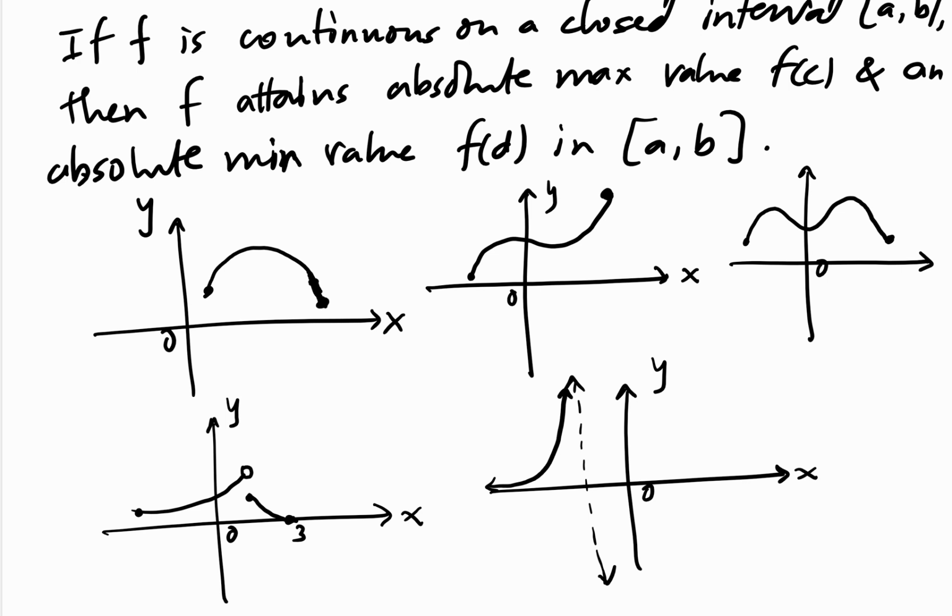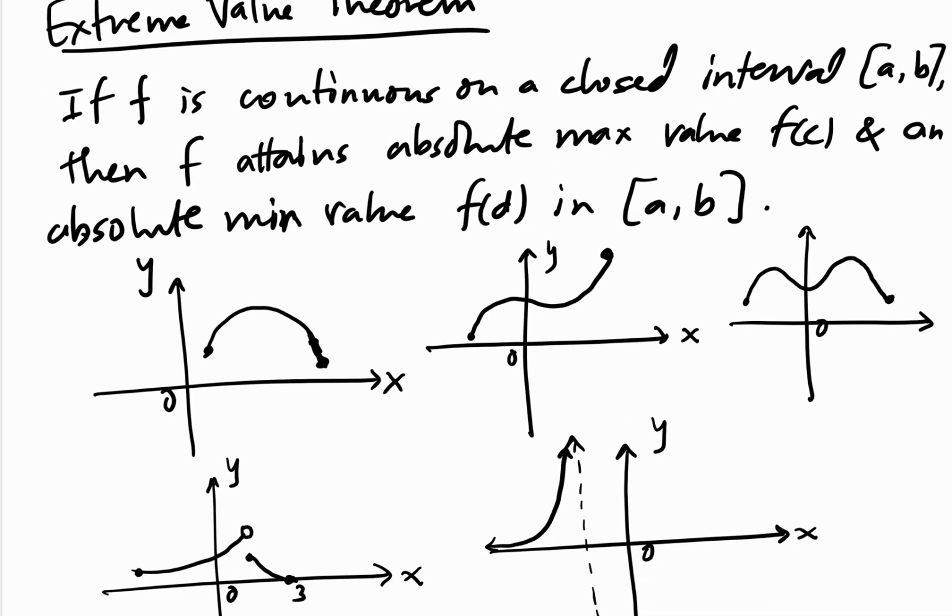Let's look at this one. These are just applications of this theorem. Very important to look at the conditions of the theorem. The theorem works only if the function f is continuous on a closed interval, closed like this, like it has a bracket. Then if that's the case, it must attain an absolute max and absolute min value. That's what the theorem is saying.